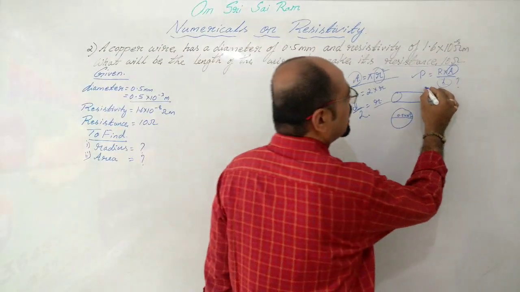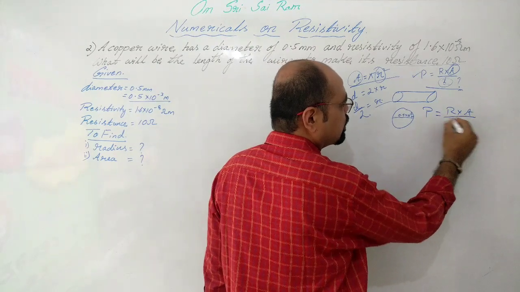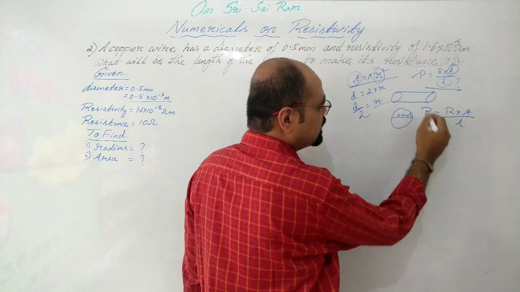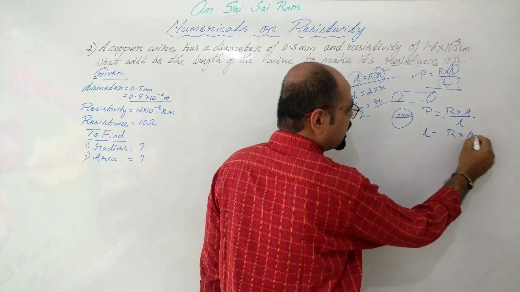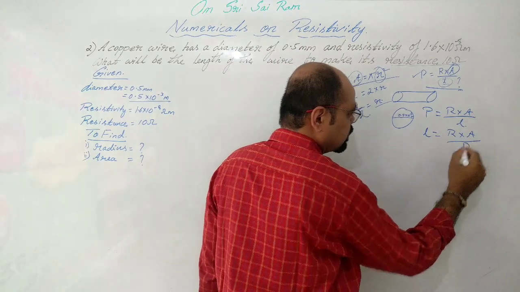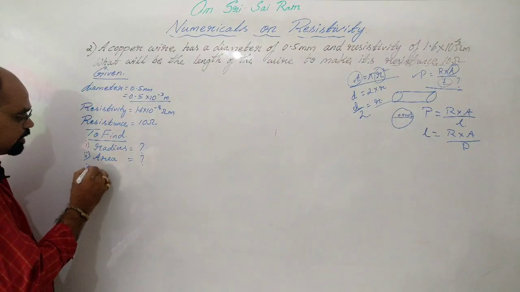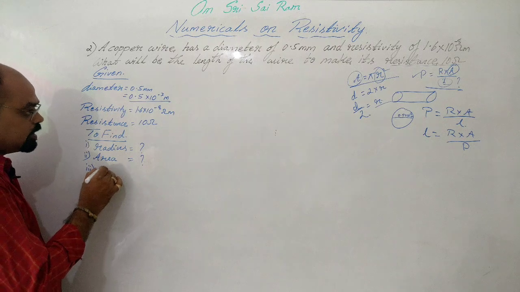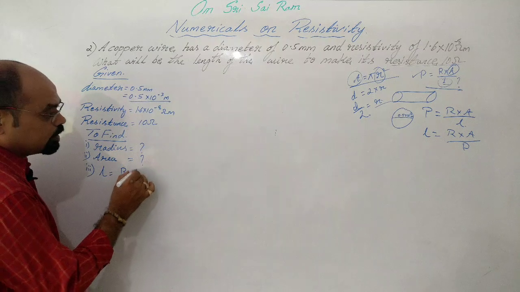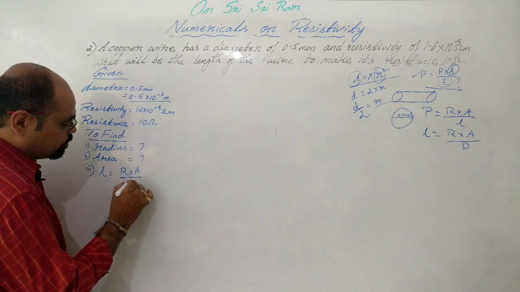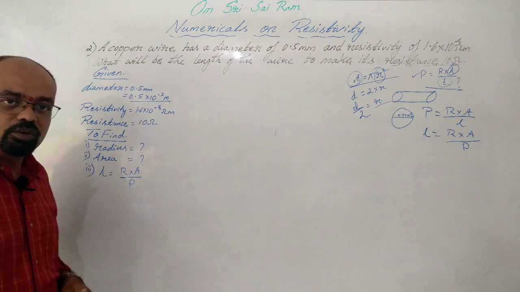So here's the formula. Rho is equal to R into A by L. Correct? We want length, so transferring this L here, we get R into A by rho, that is resistivity. So to calculate the length, we will use the third formula, that is L is equal to R into A by rho. These are the three formulas we are using.